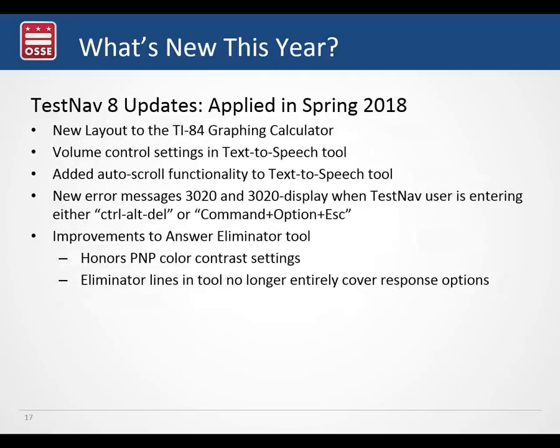More of what's new. So these are updates that are applied to spring of 2018. So if you did have any TestNav use in the fall, you wouldn't have seen them, but you will have seen them for this spring. There is that new layout to the TI-84 graphing calculator. Students will see the volume control settings now in the text-to-speech tool. There's an auto-scroll functionality in the text-to-speech tool. New error messages, 3020 and 3020 twice, display when the TestNav user is entering either Control-Alt-Delete or Command-Option-Escape. So you'll see that error message.